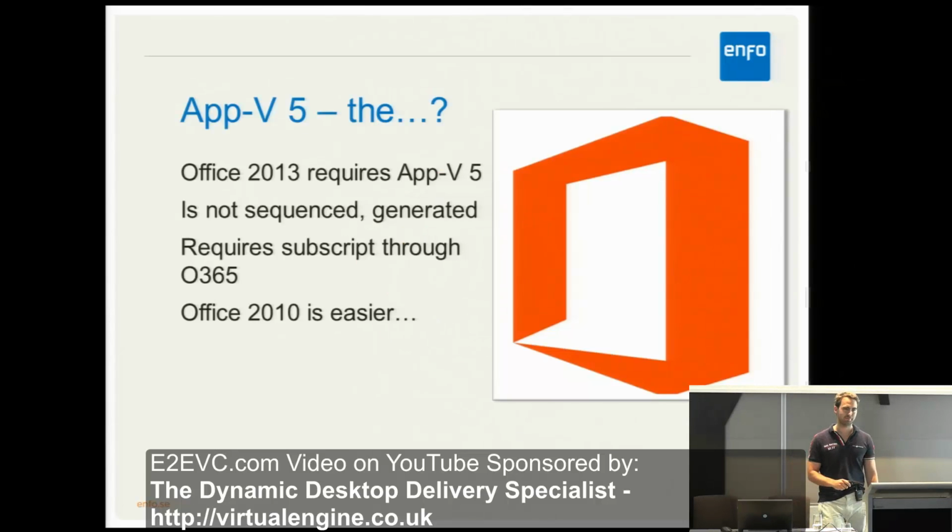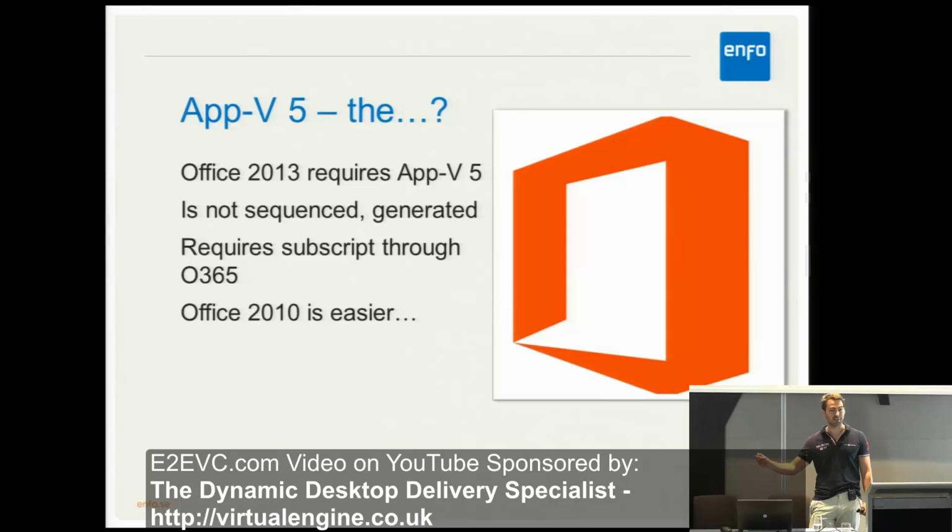That's the logotype. So if you find it, you know how it looks. AppV5, the ugly? I don't know. Office 2013 requires AppV5. There is no other way. You cannot do it with AppV 4.6.